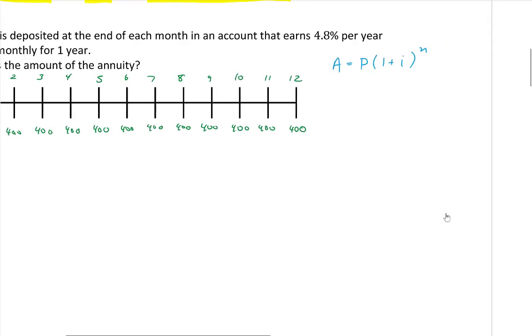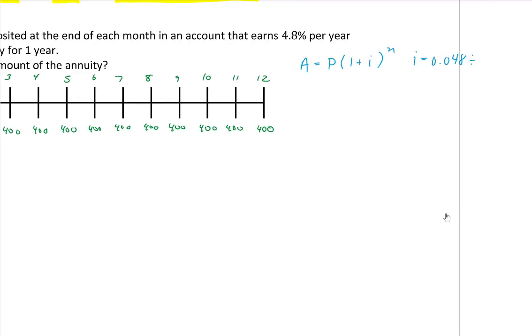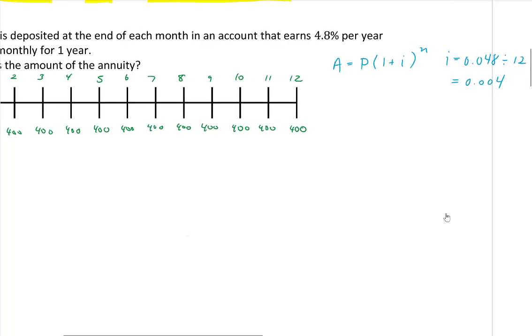First of all, let's start with the interest rate. The interest rate for this example is 4.8% per year, so it's decimal 0.048. And that's on a yearly basis, so if I want it per month, since I'm making monthly deposits, I'm going to divide this by 12. So our monthly interest rate is 0.004.